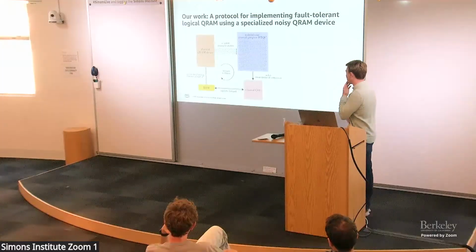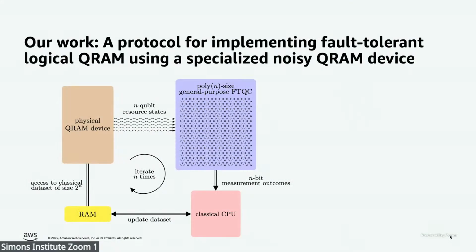This is a schematic of the components that you would need in the protocol. We're going to have the physical QRAM device, which performs QRAM potentially with imperfect fidelity at the physical level. And then separately, we have a general purpose fault-tolerant quantum computer, maybe based on the surface code. The physical device will have to send states to the fault-tolerant general purpose device. It's also an iterative process, and it requires classical feedback. So it's going to make measurements, and then we're going to have to update this data set and then iterate on an updated data set. And I'll explain that as well. But that's just what it looks like.